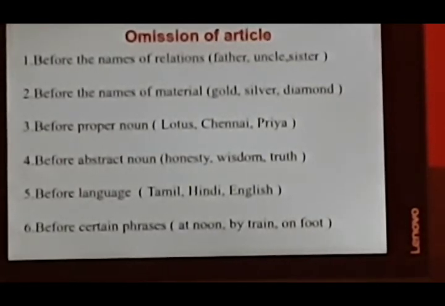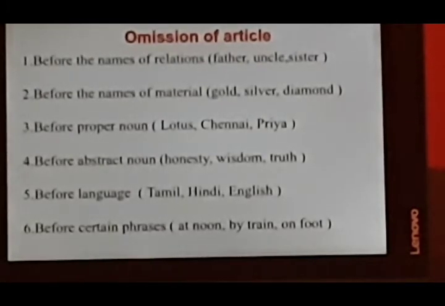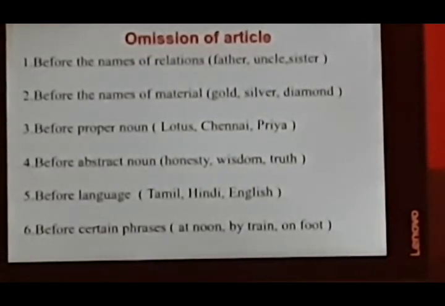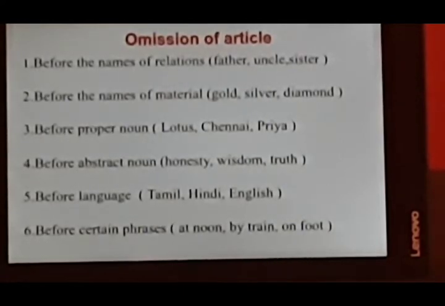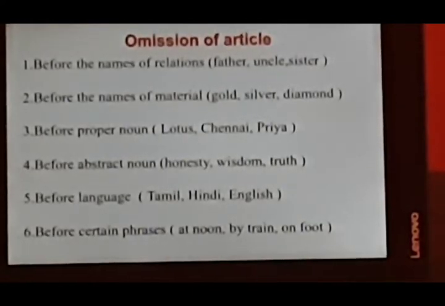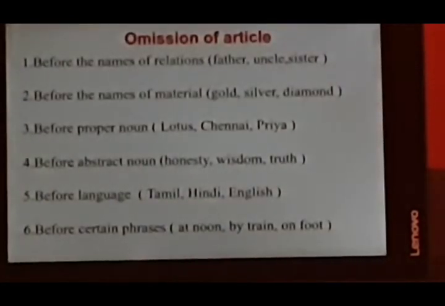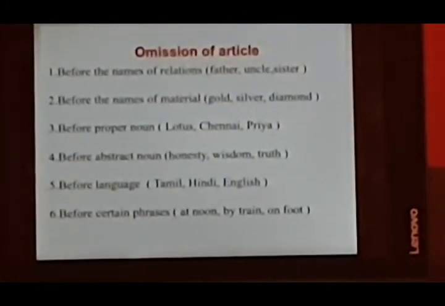Before proper nouns: Lotus, Chennai, Priya. Our names are proper nouns. We don't use the before our names. We don't say the Rabia, the Rahul. So it is always like that. Before abstract nouns, whenever we use abstract nouns, we don't use the. Like we say, honesty is the best policy. Truth always prevails. So we don't say the truth.